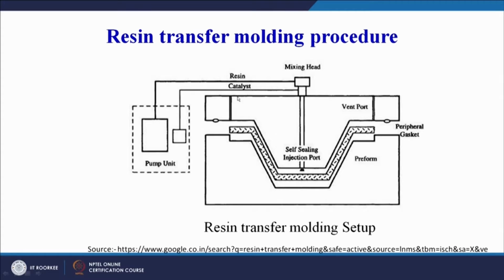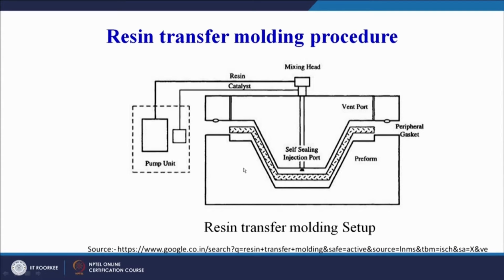Now here we can see the resin will come from here, it will be injected from this point. This is self-sealing injection port. From here our resin will enter into the mold cavity, and there is a vent port. Once the mold will close, this will act as a venting port through which the air will come out, and the air can come out from this venting port also.